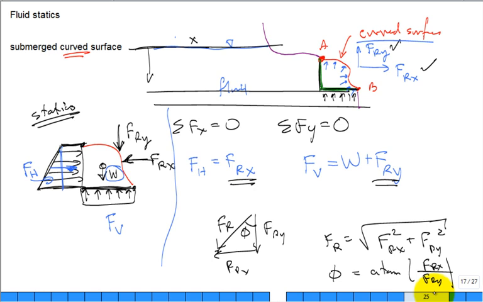Do you like it? Let me see thumbs up if you agree. It's not F_Ry over F_Rx. This is x. This is my angle phi. How many people agree? Right. But I still don't know where it's applied. I need to know where it's applied.